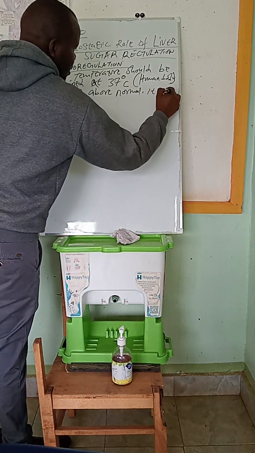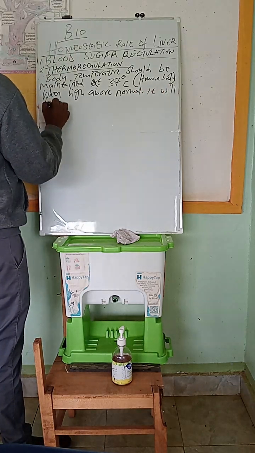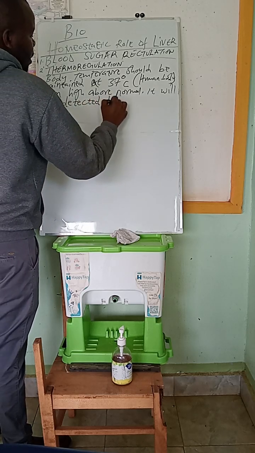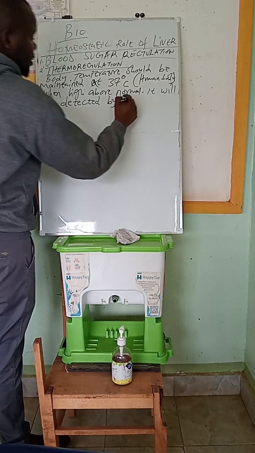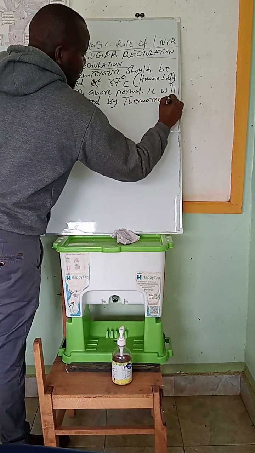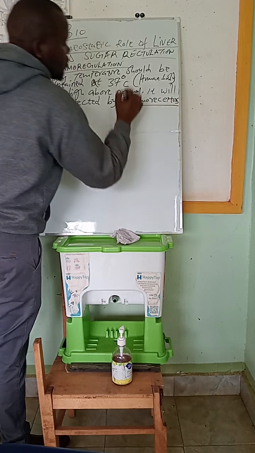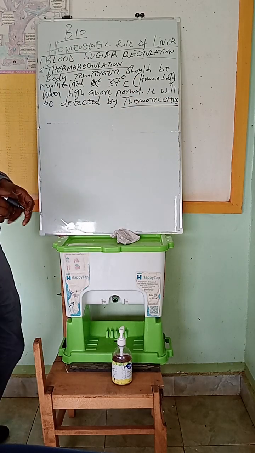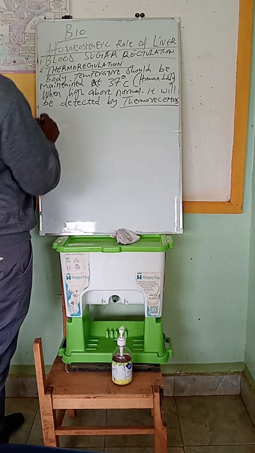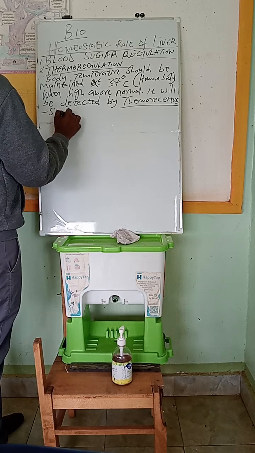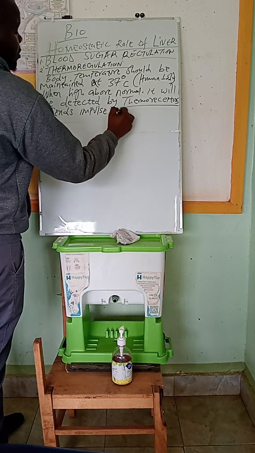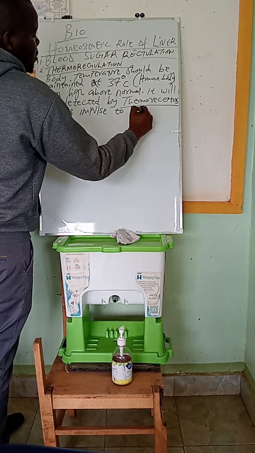It will be detected by thermoreceptors. These thermoreceptors are found in the hypothalamus. So what will happen? These thermoreceptors will send impulses to our liver.